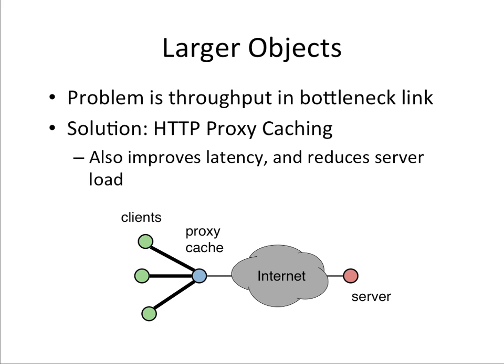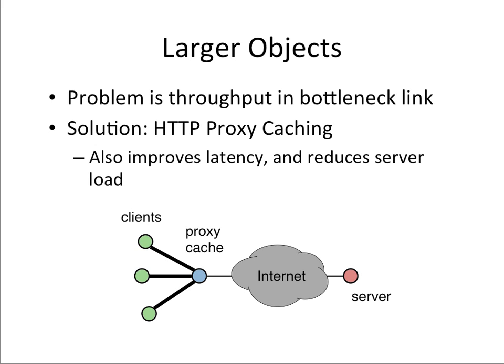So one solution that partially addresses this problem is something called a proxy. Let's imagine a scenario where we have multiple clients within an organization that are trying to download the same file, and it's a huge file. In that case, it makes sense to cache that content internally so that we don't have to use the link between, let's say, our organization and the internet, which might be a low bandwidth link. That's the idea behind proxy caches.